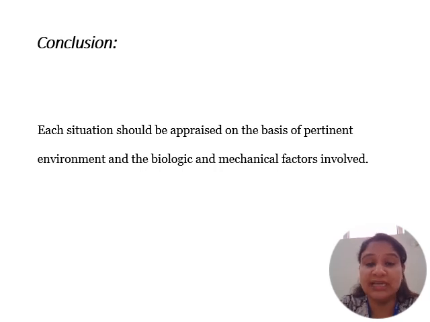So to conclude, each material should be appraised, and based on the environment, you have to decide which material favors which environment.